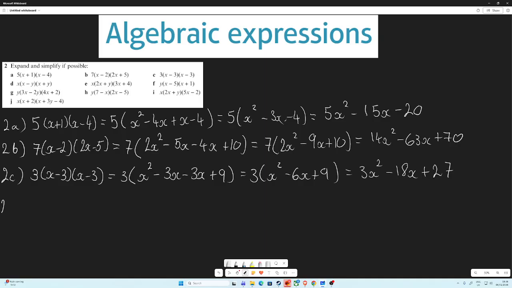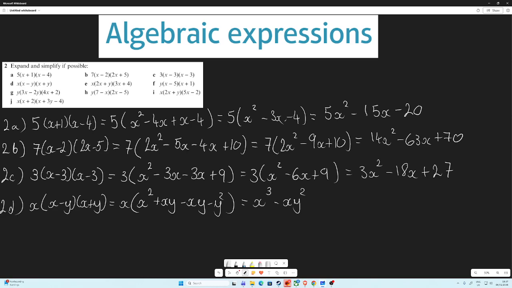Question 2d. Exactly the same thing. This time I'll leave the x outside, so let's write it first. x minus y, x plus y. So that is x into x squared plus xy, minus xy minus y squared. xy disappears, so that's just x cubed minus xy squared, because this and that gives you 0.